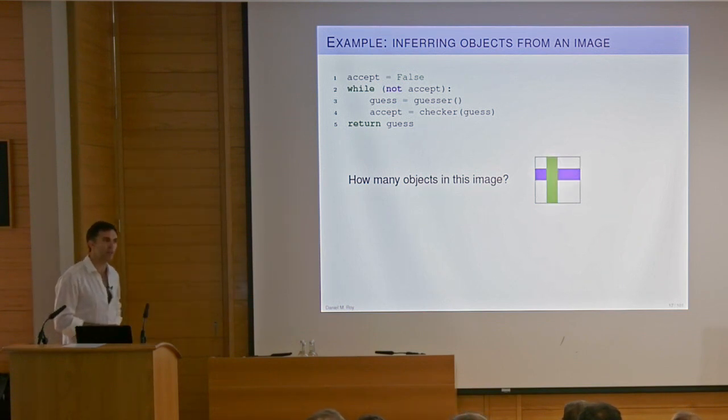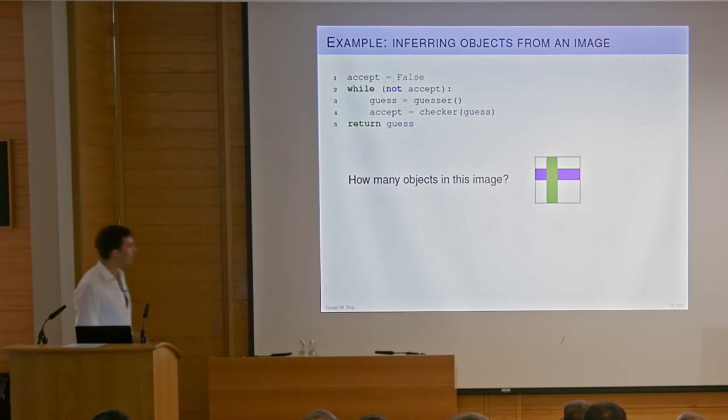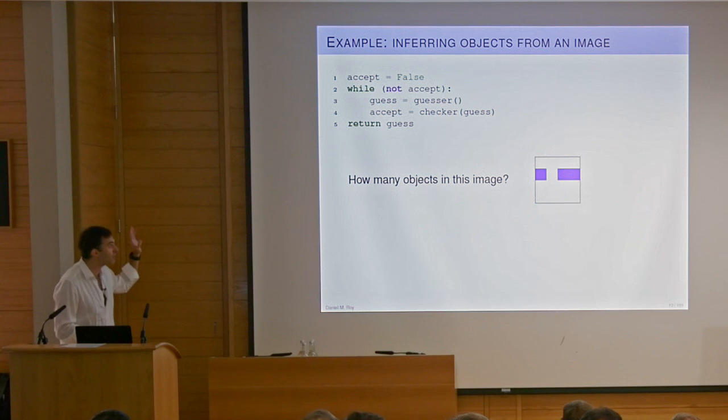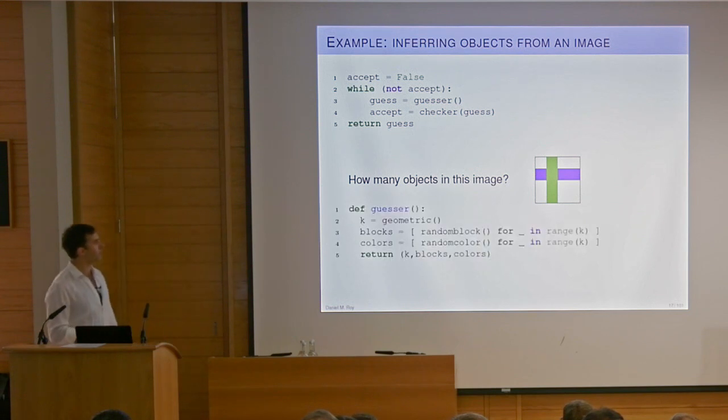Now, how many objects are in this image? 3. Anyone else have a guess? Does no one think 2? I mean, surely that's the best answer. Anyway, now maybe I reveal to you, it was 3, and the guy in the back was right. So I thought 2. So the guesser, how does this work?